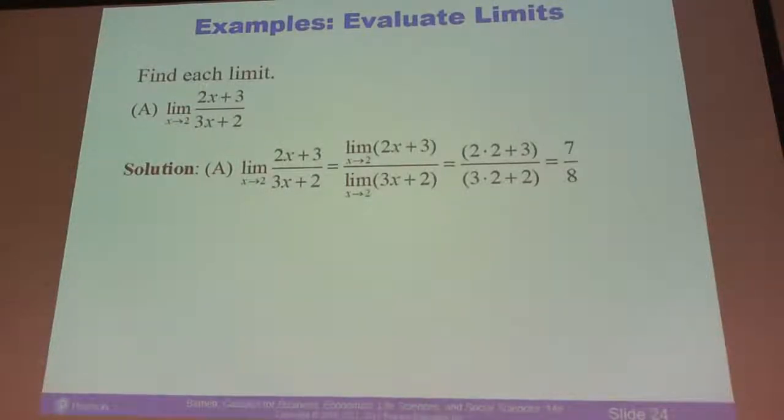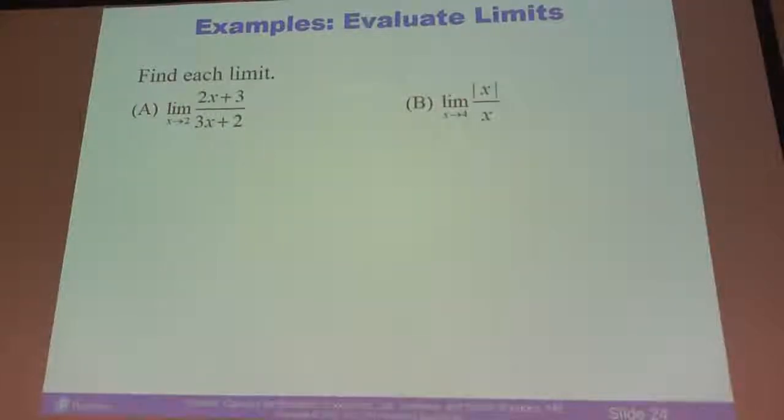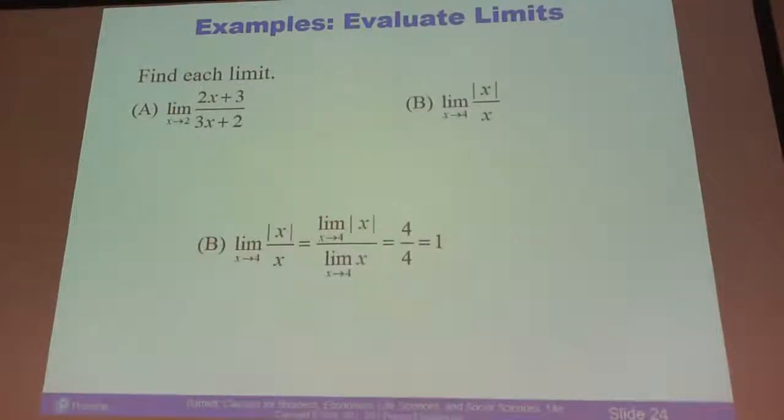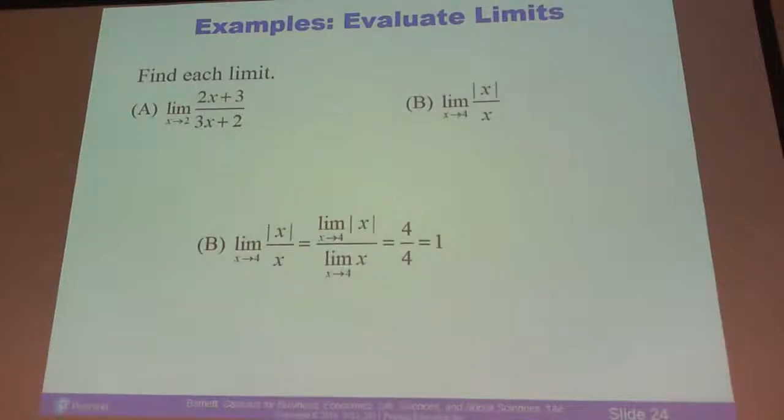In the next one, I have the limit as x approaches 4 of the absolute value of x over x. If we plug 4 into the absolute value of x, that gives us 4. The limit as x approaches 4 of x, plug in 4. We get 4 over 4, which is 1. Now again, all these are working out nicely. Soon we're going to get to ones that don't work out. What if it doesn't work out? What if we get undefined? What happens there?